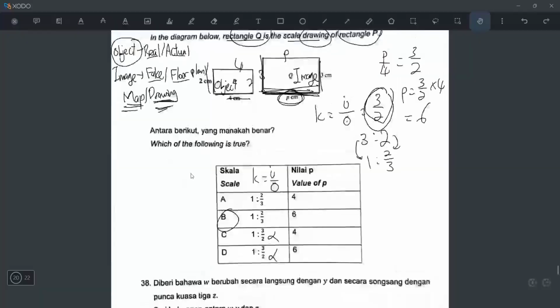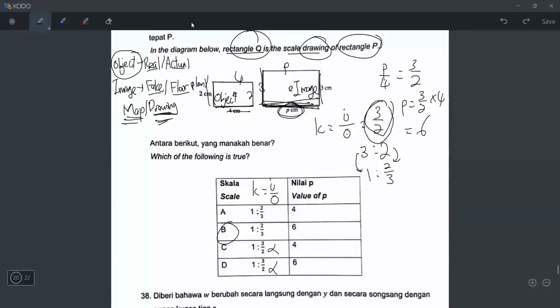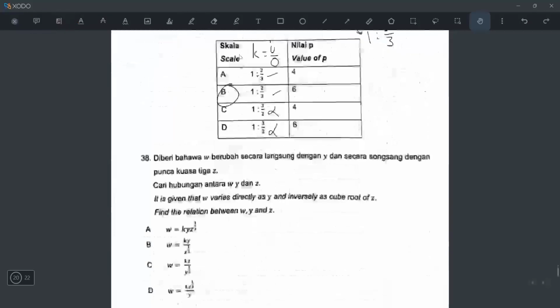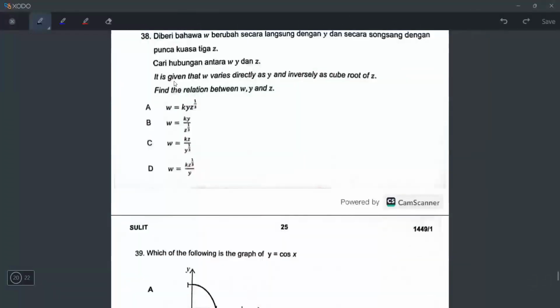Okay, so that's how you do it. And I really hope you can be careful about this scale thing. Usually students don't know how to convert this. So you can watch the Kedah video for more detailed explanation. Okay, all right, let's go to 38. We are almost there, almost finished already.